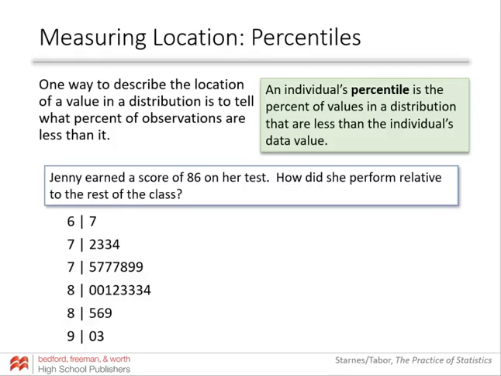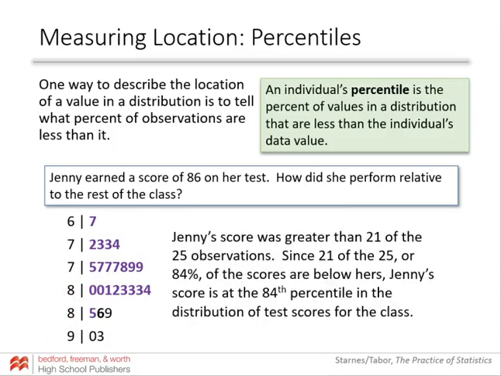Jenny scored an 86 on her test. How did she perform relative to the rest of her class? So here is everybody's test scores in a stemplot. We know that Jenny scored an 86, so what we need to know is how many people scored less than Jenny. All the numbers in purple are less than Jenny's 86. That is 21 out of the 25 people in her class scored lower than Jenny. So 21 over 25 would be 84%. So we say Jenny is at the 84th percentile.